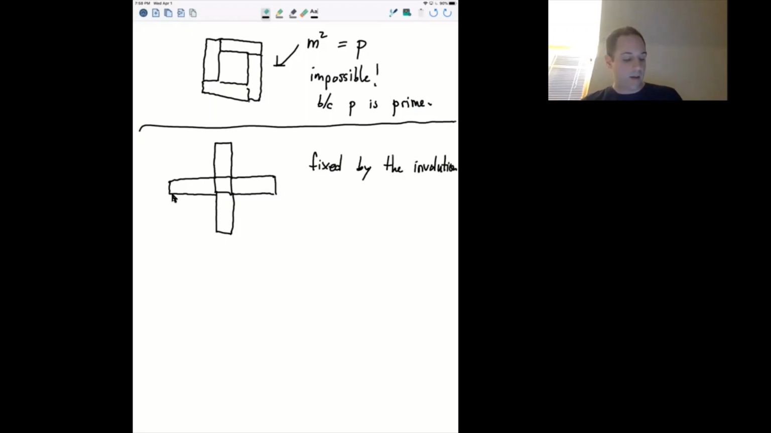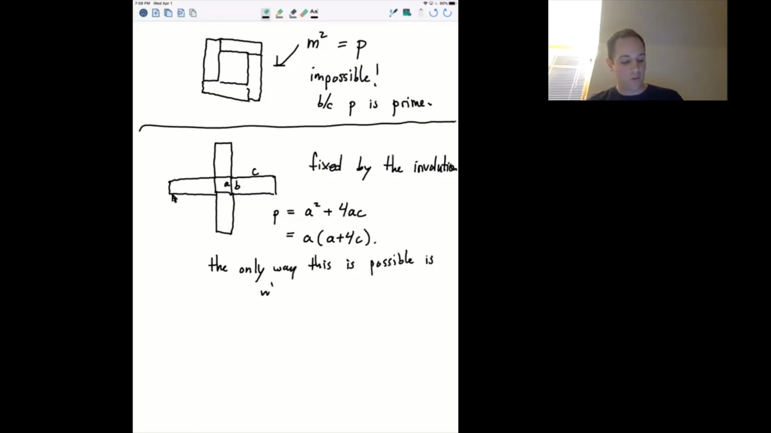Okay. But if that's the case, then what this means is that the side length of a is the same as the side length of b, right? So in other words, you've written p as a squared plus 4ac. In other words, a times (a plus 4c). Now, again, because p is prime, the only way for this to happen is for a to be 1. So the only way this is possible is when a is equal to 1. Again, because p is prime.